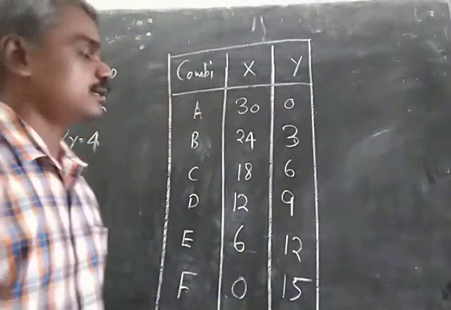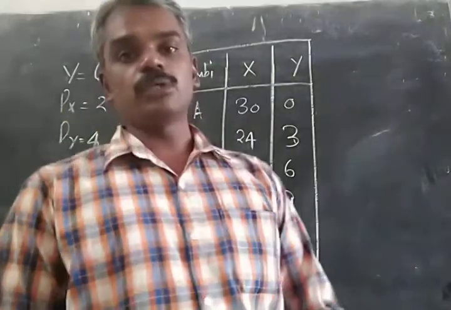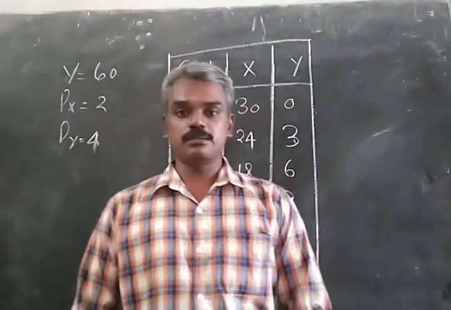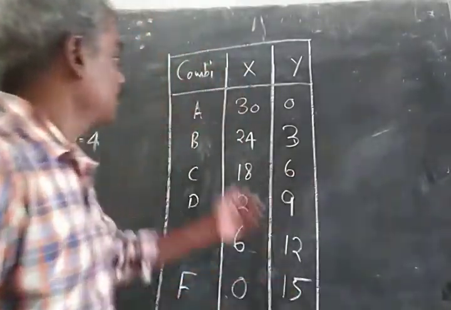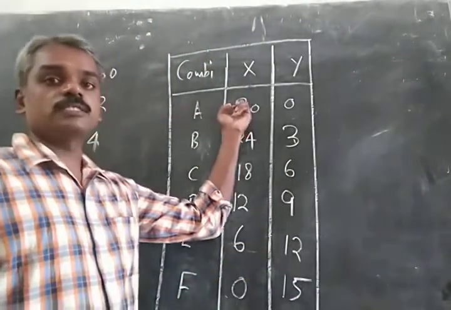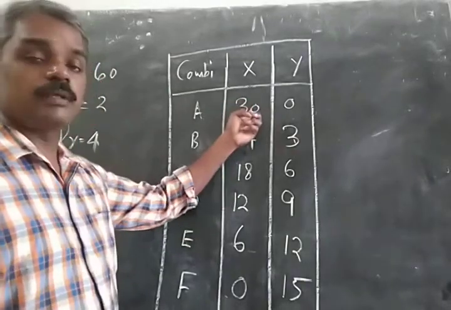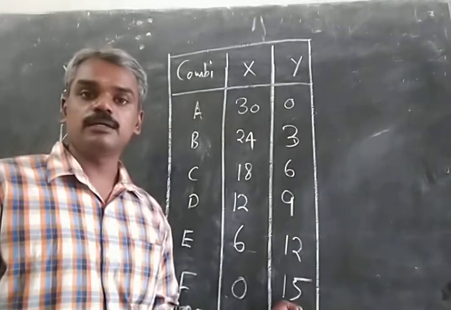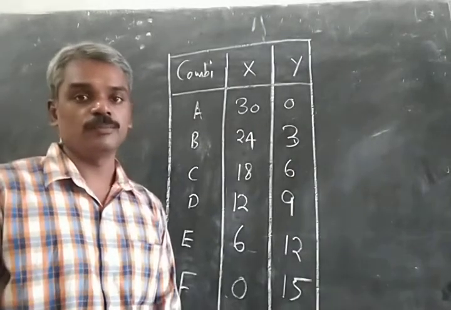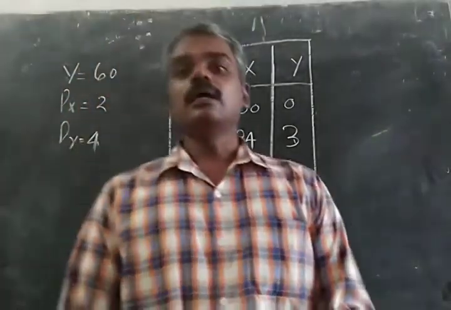So this is the possibility in which the consumer can spend his given income on two commodities. He can spend all his income on X, then he will consume 30 units of X, or he can spend all his income on Y, then he will consume 15 units of Y. These two points are the intercepts.